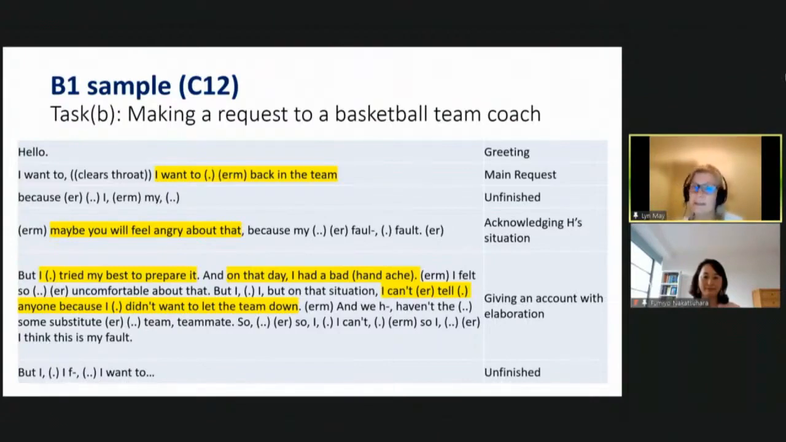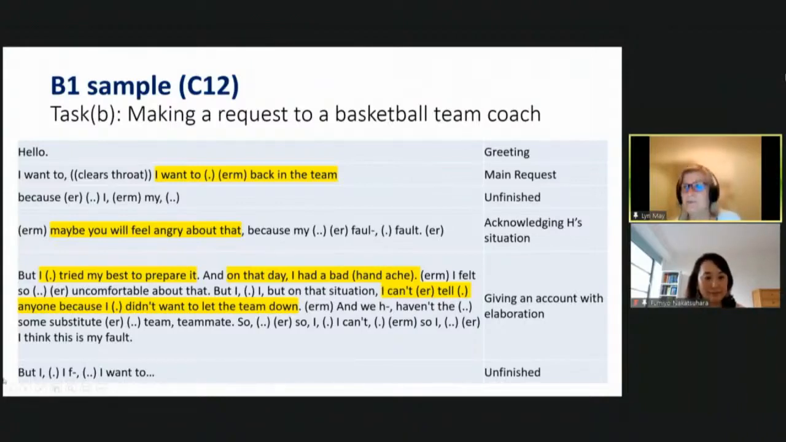However, this candidate is able to begin to acknowledge the situation, and they can give an account and begin to elaborate on that. However, this sequence is unfinished, and as we can see with the transcription, there are many pauses and false starts in it as well.